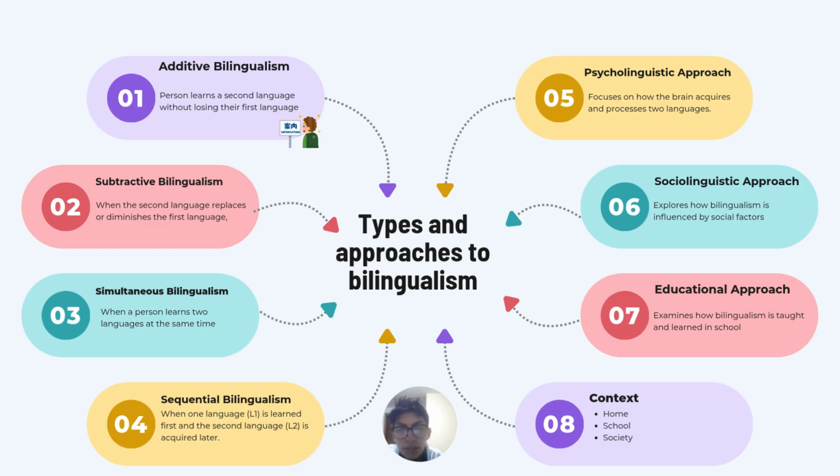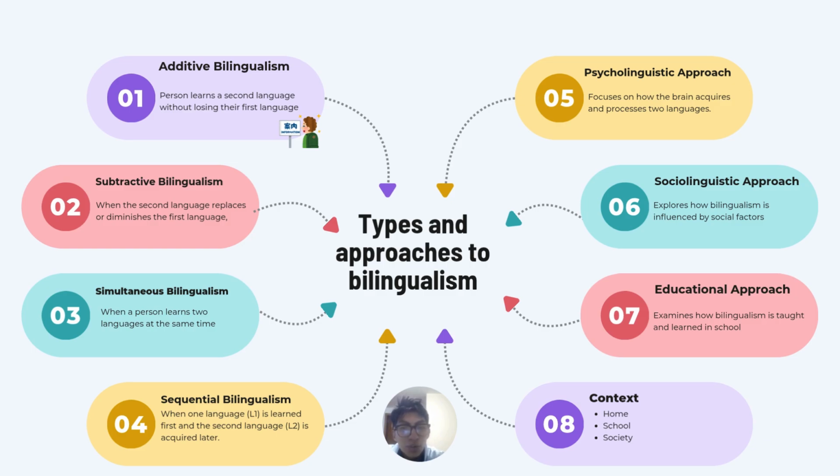According to the context, we have three contexts. Number one is home, the family environment where one or more languages may be spoken. The school is a key space for supporting bilingual development through structured programs and methods. And the last one is society, the broader environment, including community, media, and public policy, that can promote or restrict language use.